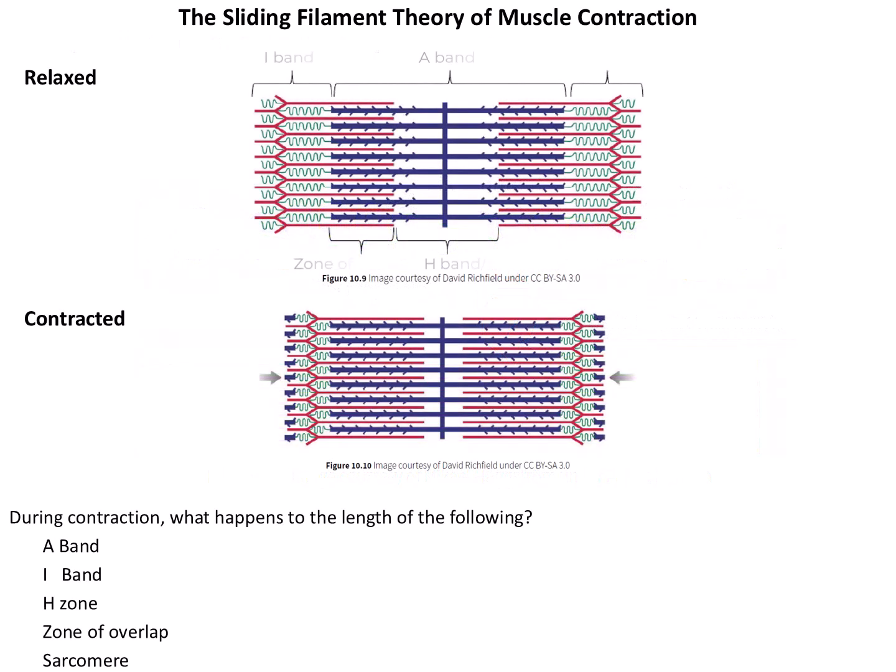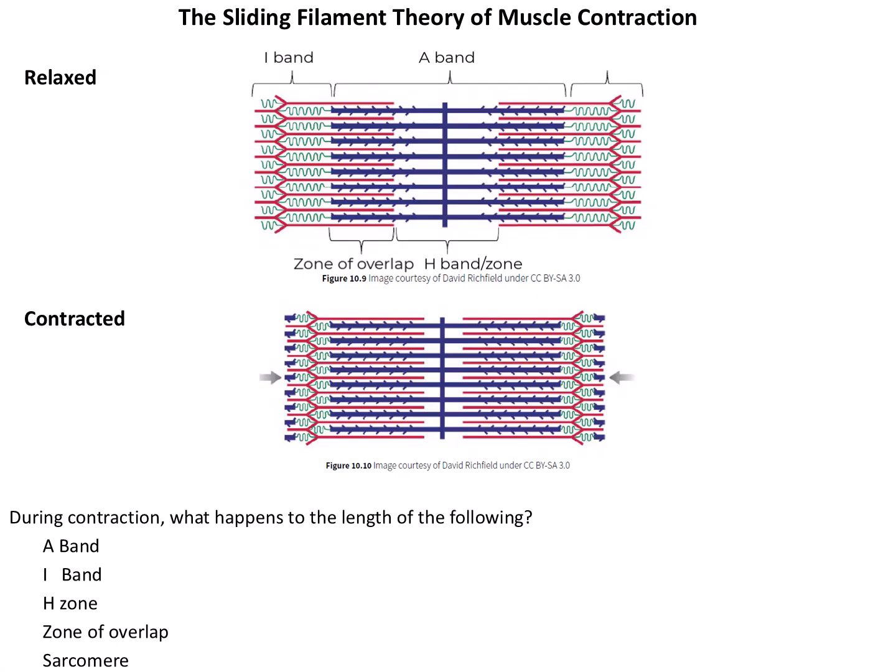The theory of muscle contraction is known as the sliding filament theory. In this theory, the thin filaments will slide toward the center of each sarcomere alongside each thick filament. This will cause the sarcomere to shorten, which leads to muscle contraction. Here is a sarcomere in a relaxed muscle. Note the size of the A band, I band, H zone, and zone of overlap.